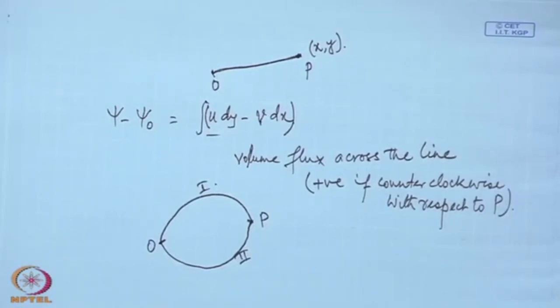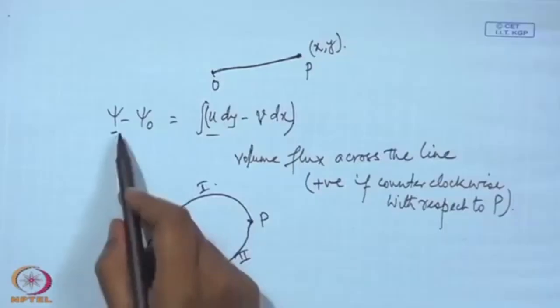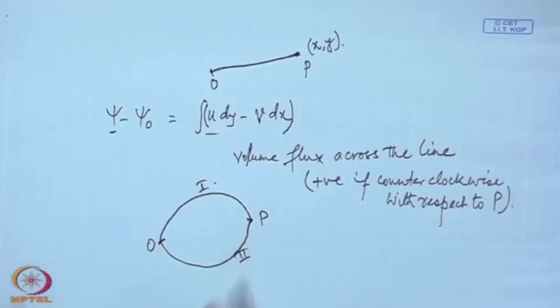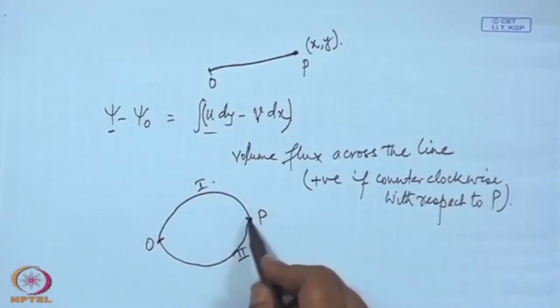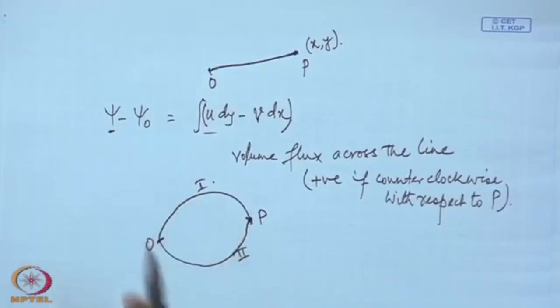And what does it mean then? That this psi function is a point function, its value depends only on the location of the point. Because psi minus psi 0 following this path and psi minus psi 0 following the other path cancel each other. So, that means the psi at this point depends simply on this point itself, as long as the path encloses only an incompressible flow region. If the enclosed region is filled with incompressible flow, then psi has a single value at the point P, or it is a point function.